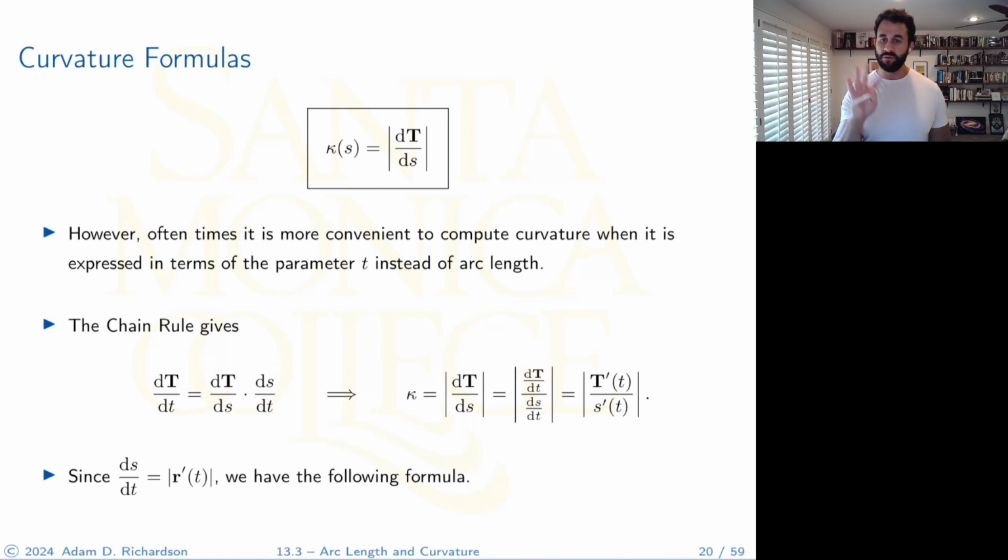Now, if we move things around a little bit, massage things a little bit, we can solve for dt/ds, which will give us this. Take the absolute value and we get this. And then now we can say that the top here is T prime of little t, and the bottom is s prime of little t. All right. And then since ds/dt is the length of r prime, we get the following formula.